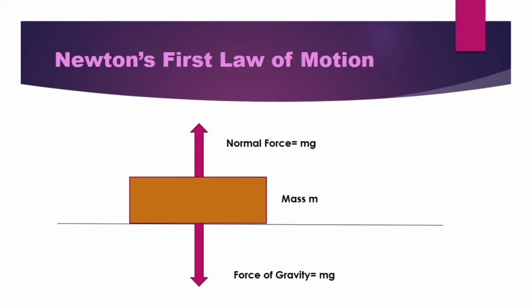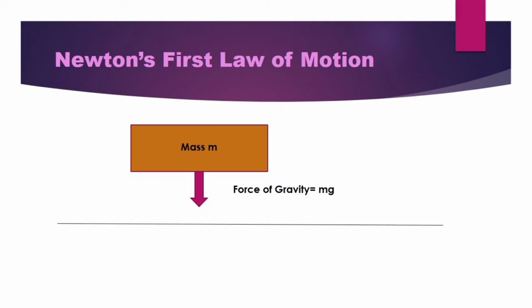The ground must be providing a counteracting force in the opposite direction of the force of gravity. This force is called the normal force. Here, there is no normal force on the block as the block is in the air. So the block will fall in the downward direction due to the force of gravity.